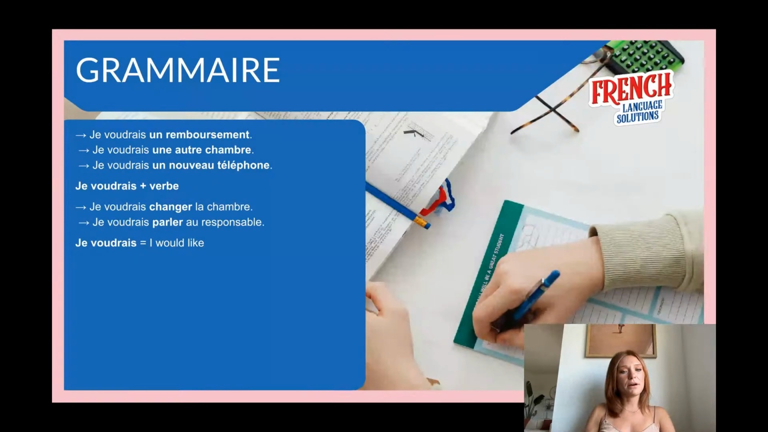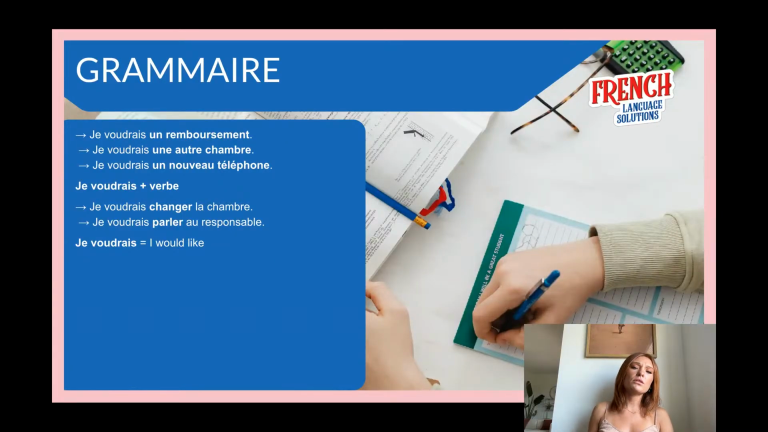A little bit of grammar. Here in this case, we tend to use mostly, not always, but most of the time, the conditional. I would like. For example, I would like a refund. Je voudrais un remboursement. I would like another room. Je voudrais une autre chambre.